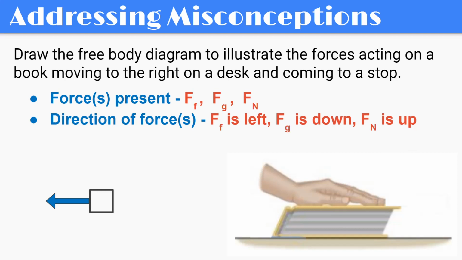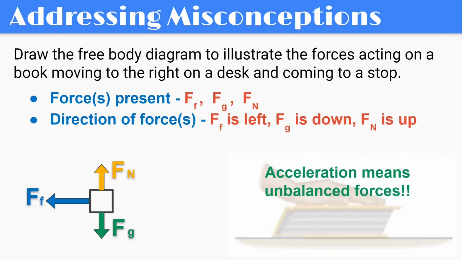And of course, in this example, I said moving to the right and coming to a stop, so the hand wouldn't be on it anymore. So it's like after it's been pushed. But I have my friction, I have Fg, I have Fn. I don't have any forward force, and that's okay. It can still be moving forward. Okay, it's coming to a stop. In fact, it is moving forward. It's coming to a stop, though.